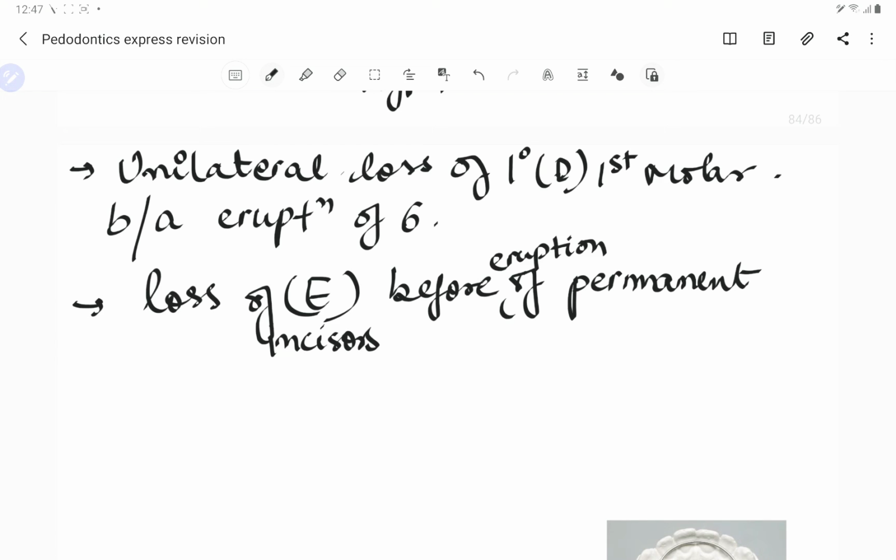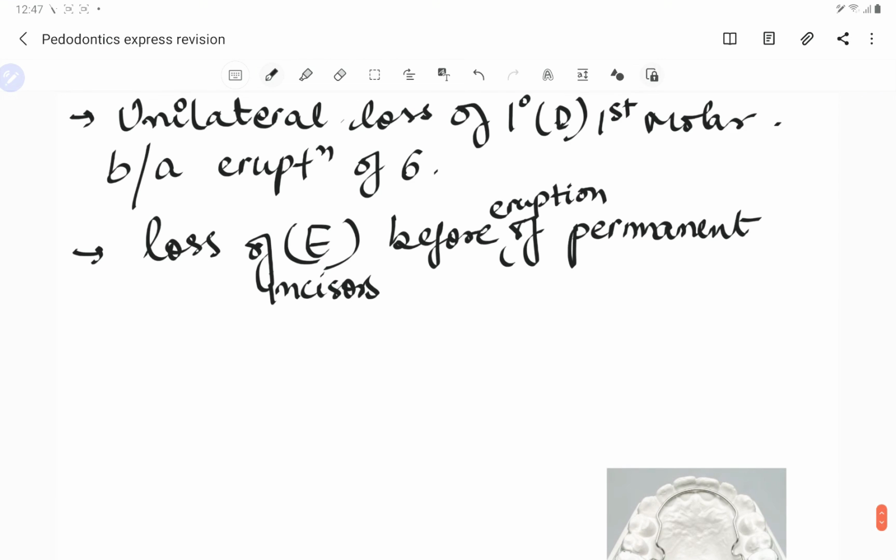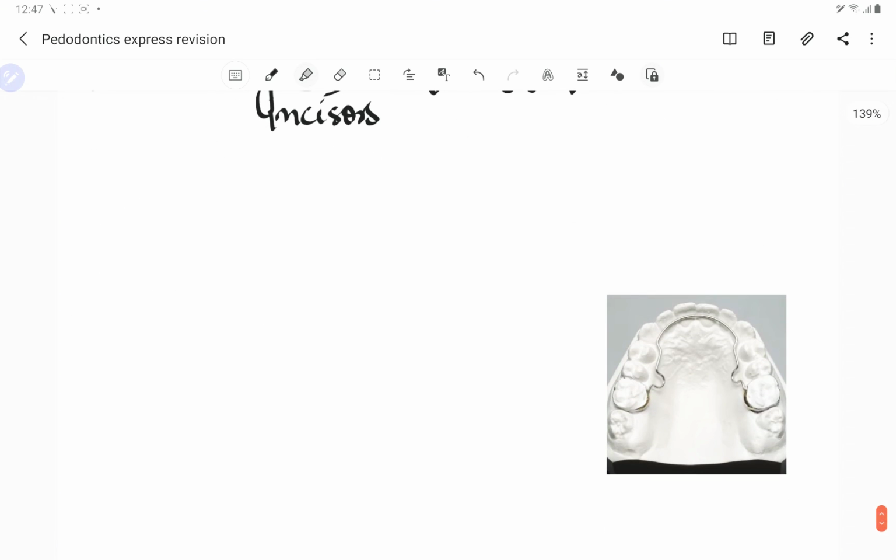It is easy to construct. It will also not prevent the eruption of the opposite teeth, but it is limited to only a single tooth space, maintenance of the single tooth space, right? So it is used in unilateral cases. You have to remember that it is used in the maintenance of unilateral tooth loss.